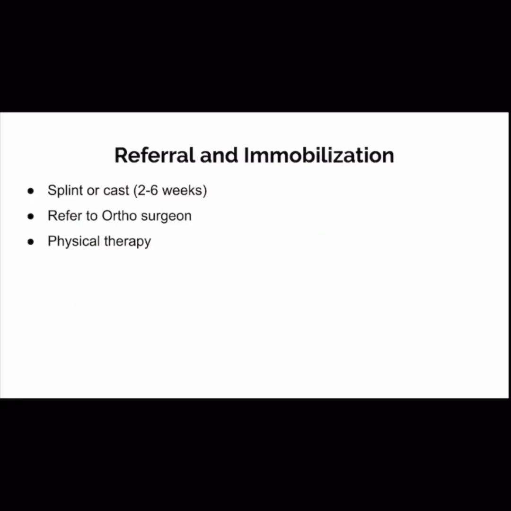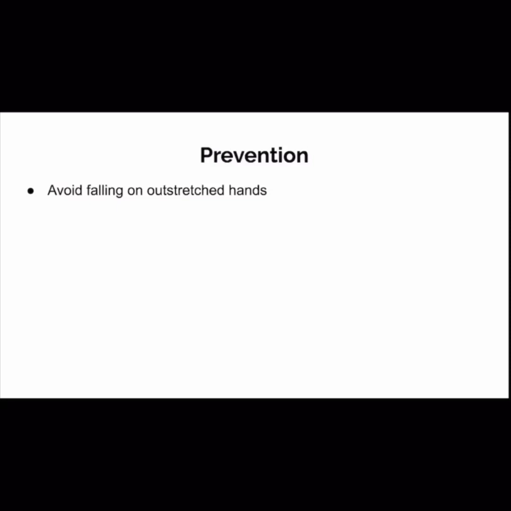Referral and immobilization is a splint or cast for 2 to 6 weeks and referral to an orthopedic surgeon or physical therapist. This injury can be prevented by avoiding falling on any outstretched hands.